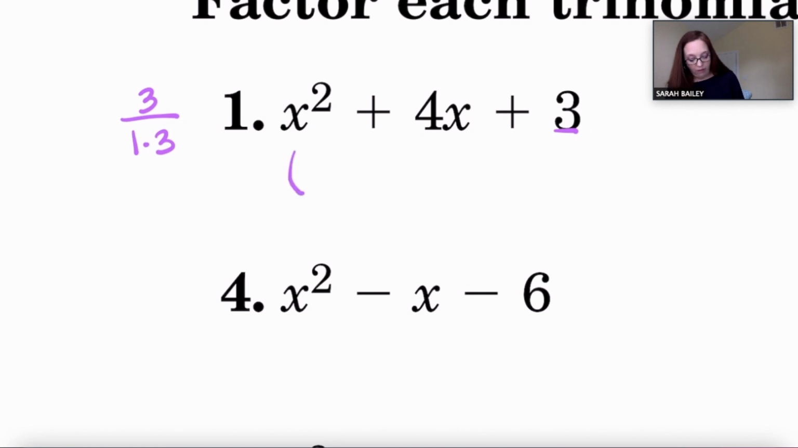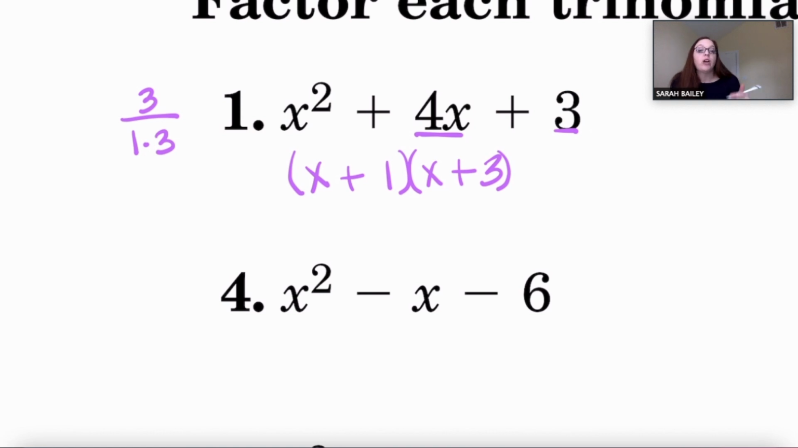So that tells me when I factor this out, I'm going to have two sets of parentheses: x plus or minus something times x plus or minus something. I'm going to have to do 1 times 3 to get 3, so I know it's going to end in a 1 and a 3. Look at the middle term. It's a 4. I want the terms to add together to get 4. Well, 1 times 3 is 3, and 1 plus 3 is 4. So this should be x plus 1 times x plus 3.